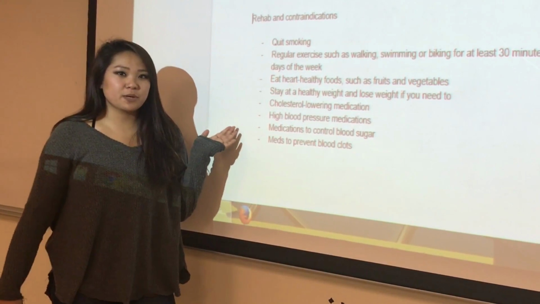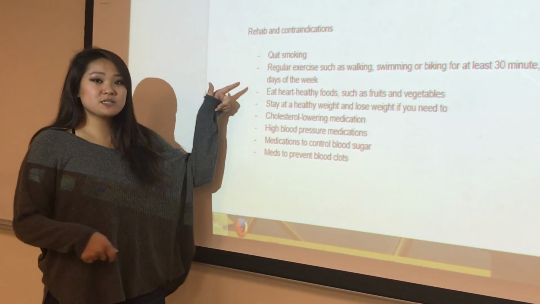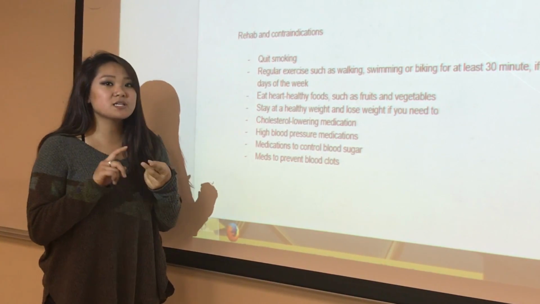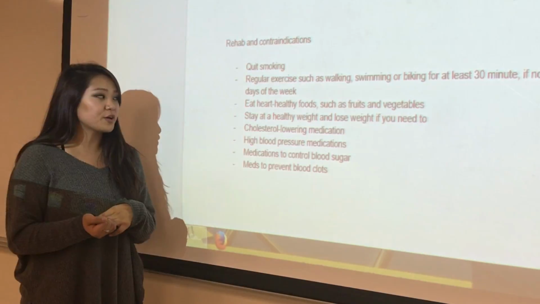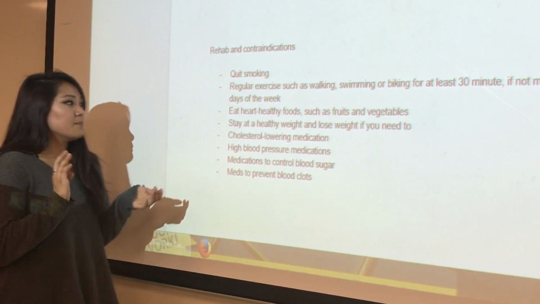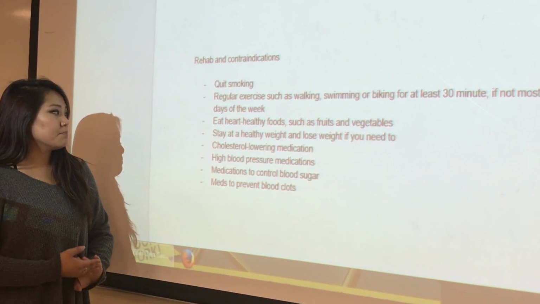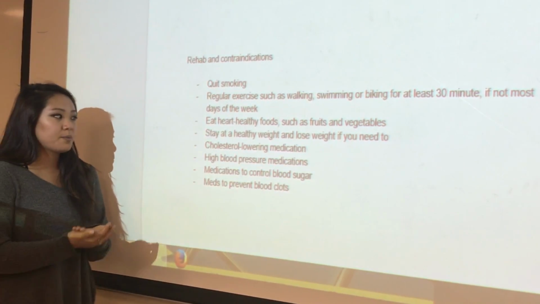Here are some of the necessary precautions patients with PAD should take. So, first of all, they should quit smoking. They should also exercise regularly, and this includes walking, swimming, or biking. They should eat heart-healthy foods like vegetables and fruit, and they should stay at a healthy weight and lose weight if they need to. They should also take medications that lower their cholesterol, monitor their high blood pressure, control their blood sugar, or prevent blood clots.